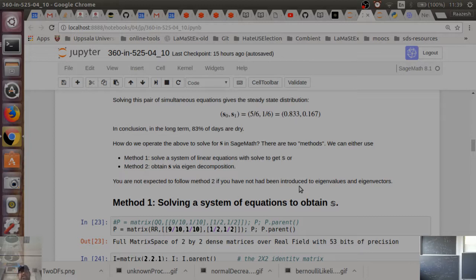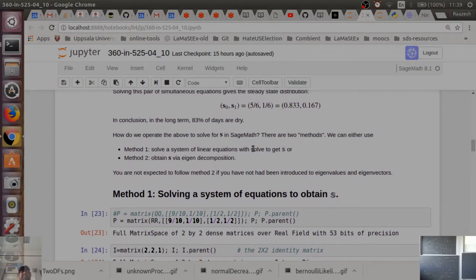So to solve for this in SageMath, there are two ways. You can solve a system of linear equations with the solve method to get the bold S, or you can obtain bold S via eigen decomposition.